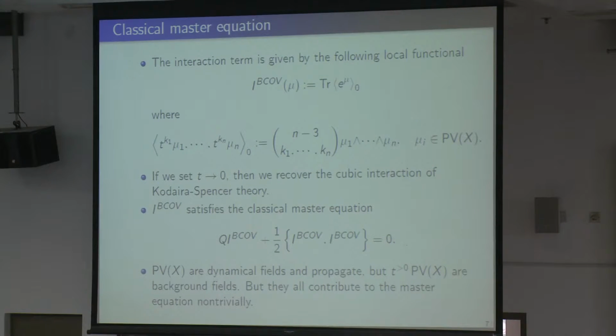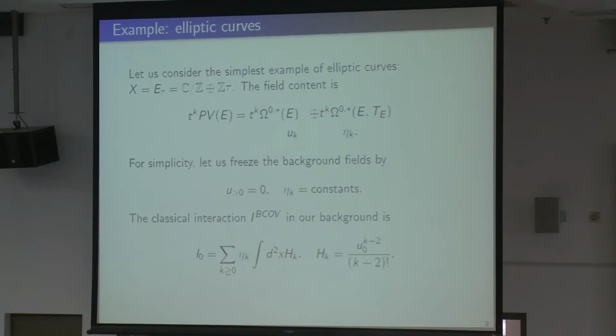Moreover, if you look at the field content, the leading term without descendant is the dynamical fields. They propagate. But the other stuff are background fields. But actually, they all contribute to this equation, this master equation. And so that's the classical part. Actually, starting from here, you can do quantization, from this classical master equation to a so-called quantum master equation. And this can be done in a very rigorous way and carefully using the technique of renormalization.